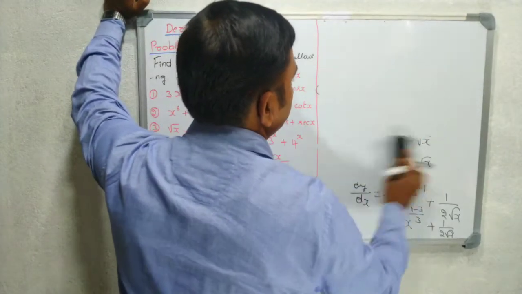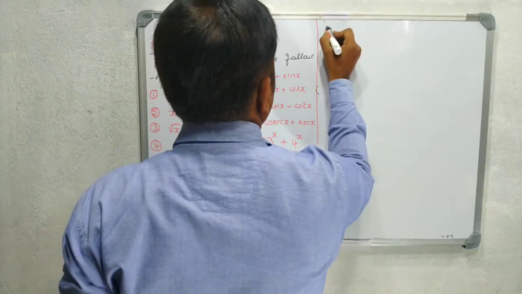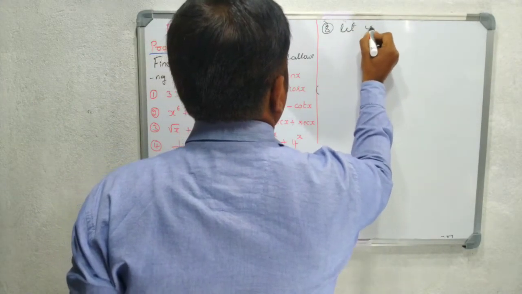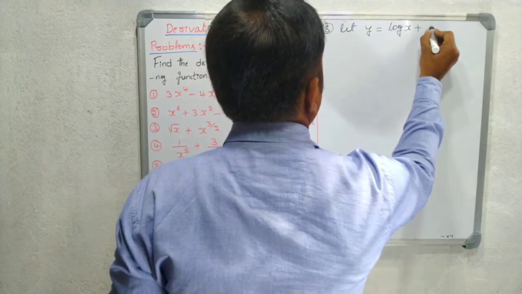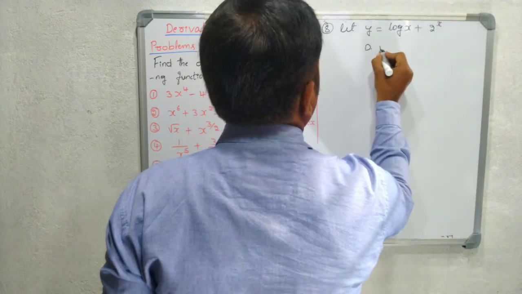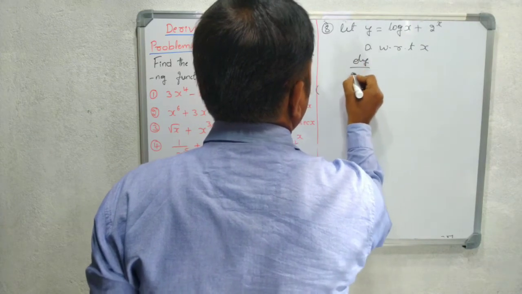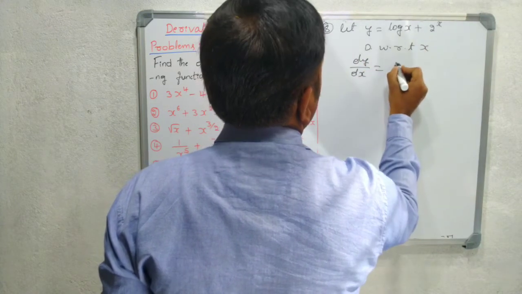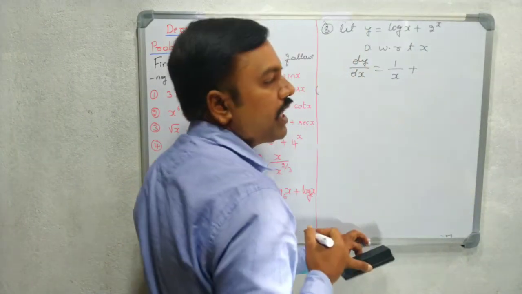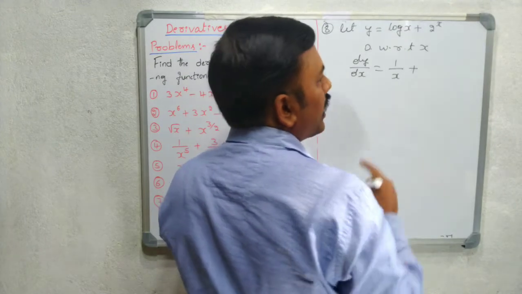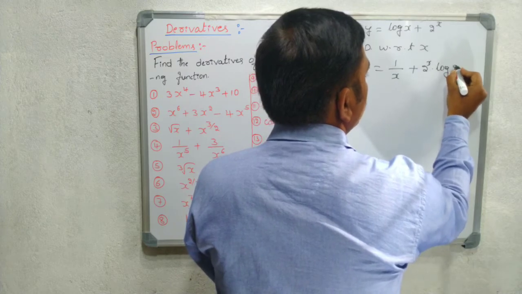next one, that is 8th one, that is let y is equal to log x plus 2 power x. Differentiate with respect to x. If we differentiate y with respect to x, that gives dy by dx. Differentiation of log x is 1 by x, plus it is in the form of a power x. A power x differentiation, a power x into log a. So 2 power x into log 2 to the base e.